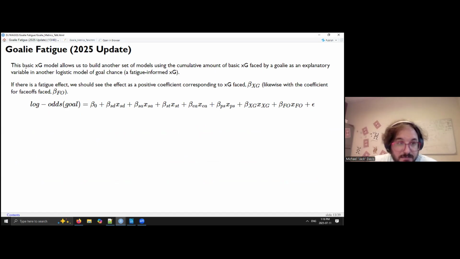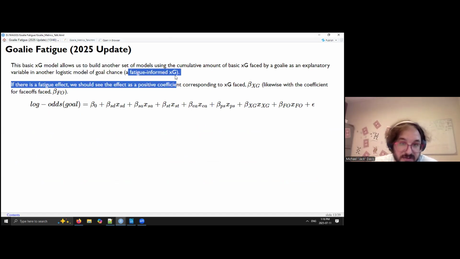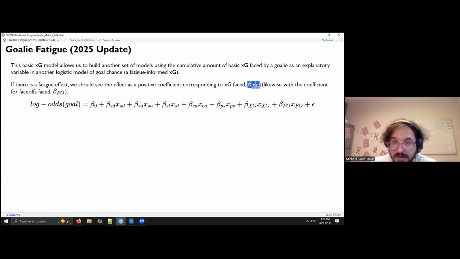So this basic xG model allows us to build another set of models, using this cumulative amount of basic xG faced by a goalie as the explanatory variable. So this is a fatigue-informed xG model. And if there is a fatigue effect, we should see a positive coefficient for beta xG. That's this new one here. And similarly, we would expect to see a positive coefficient for beta face-off. That's this one here. So is this one greater than zero? And is this one greater than zero?